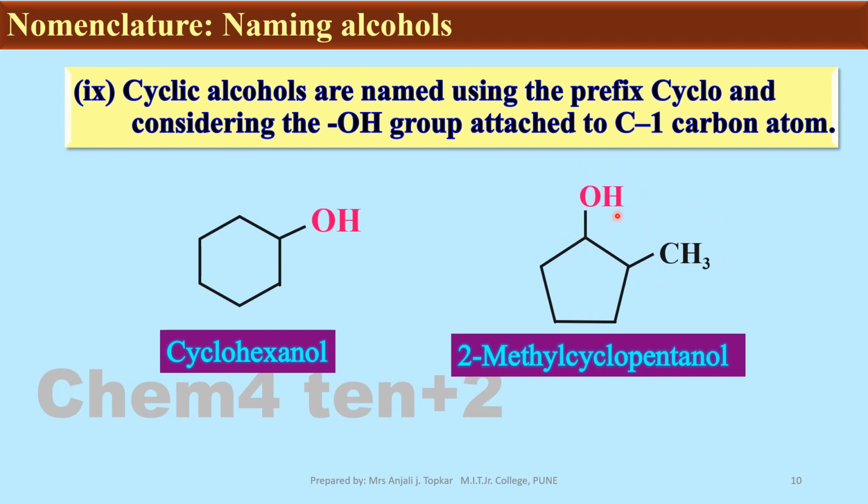The carbon atom to which the OH group is attached is considered as carbon atom number 1. And the alkyl group is attached to carbon atom number 2. We have to find the closest way, and not move this way. We have to go this way so that it will be closest to the OH group. So the name of the compound is 2-methyl-cyclopentanol.